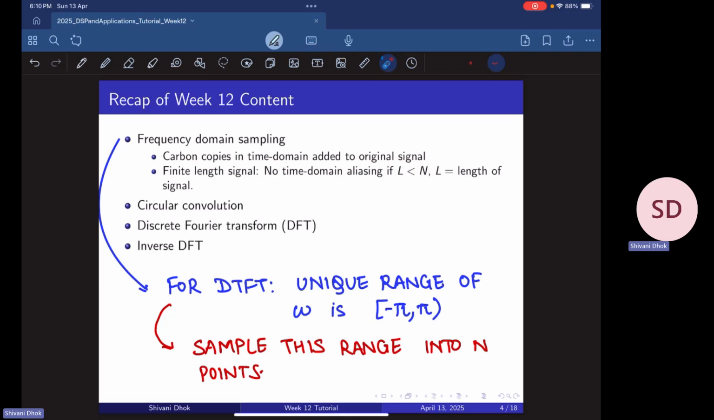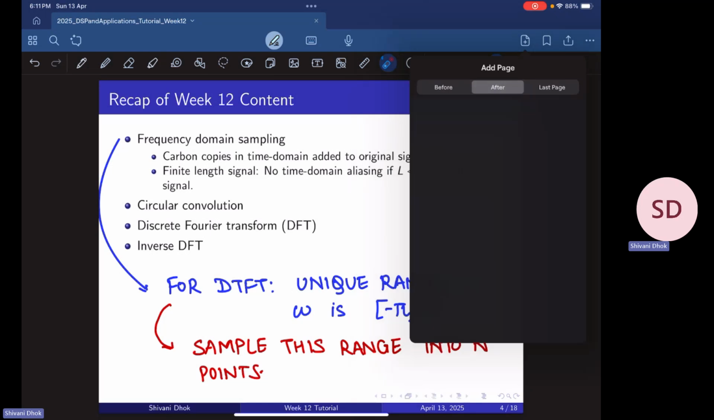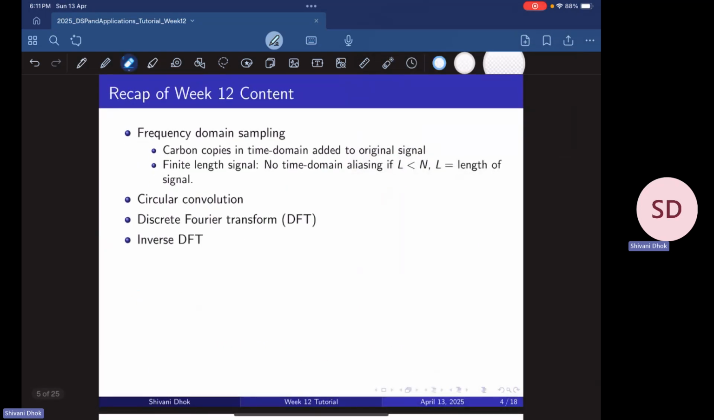Now, another important concept is circular convolution, and that is directly related to what we call the discrete Fourier transform. This is similar to linear convolution, but we have a circularity in this particular thing. We will see it with the help of a few examples coming up. And then we looked at a very important transform, which is the discrete Fourier transform.